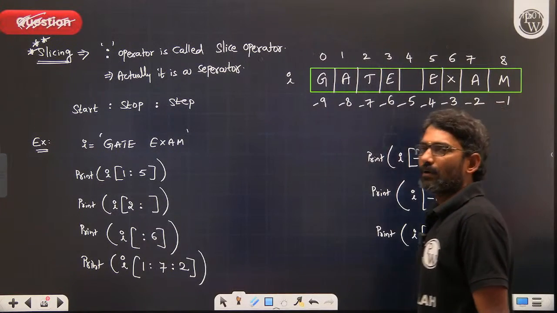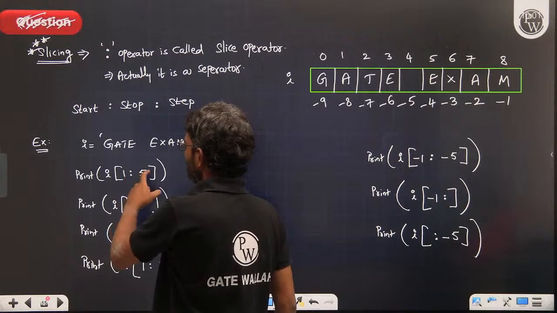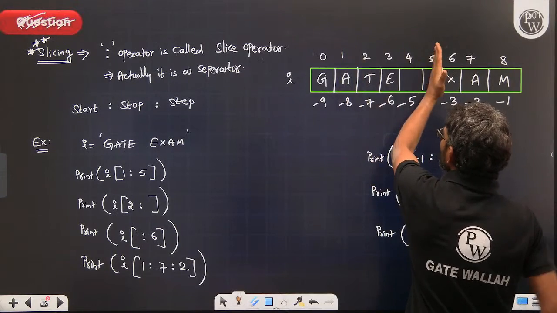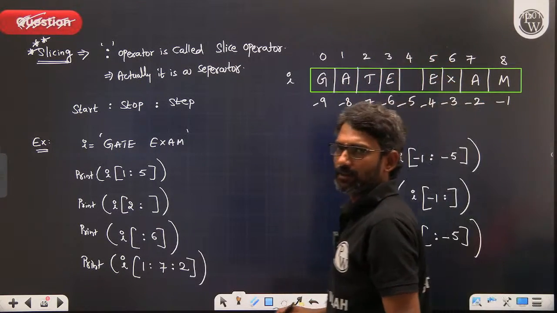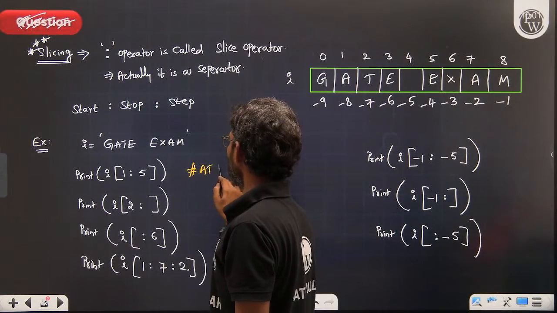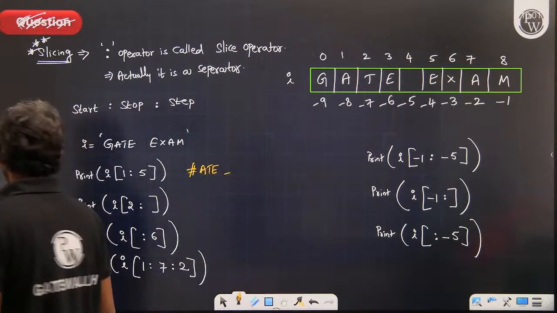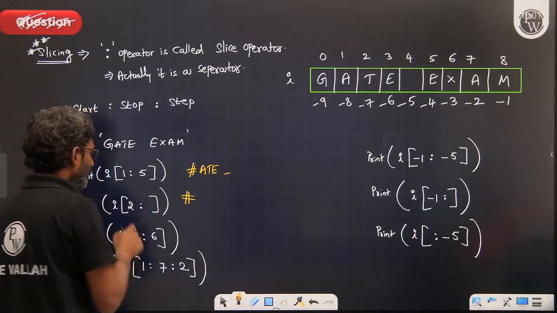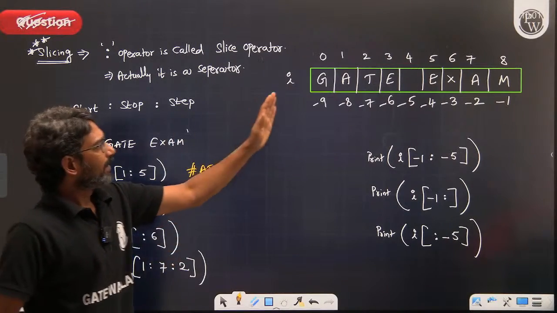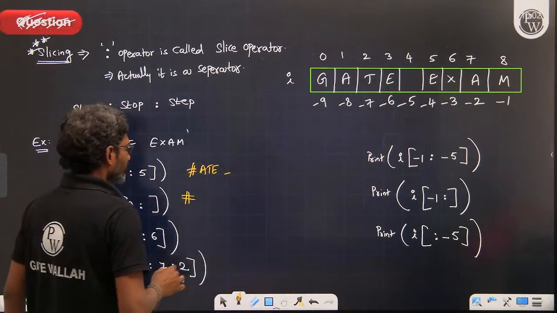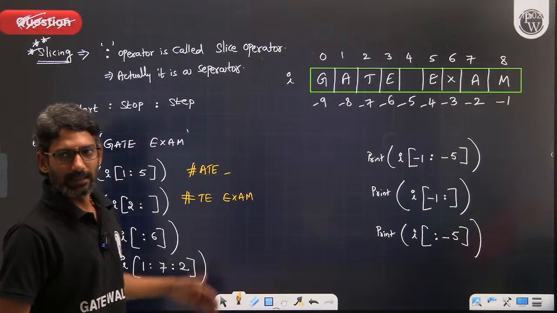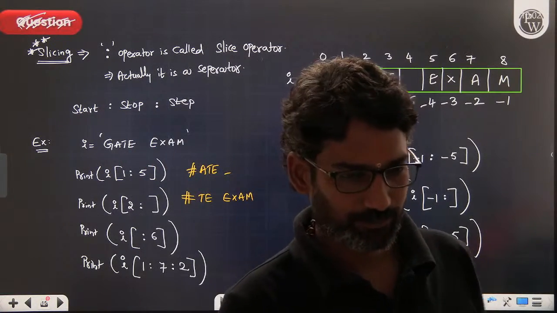Now, when I say print I from 1 till 5, stop is always excluded. That means from 1 to 5, excluding 5, you have to print. So you will get what output? ATE space. And when I print from 2 and leave everything else by putting a colon, it means from that index to everything. So I get TE space exam. Like this, you try giving me other outputs, everybody.